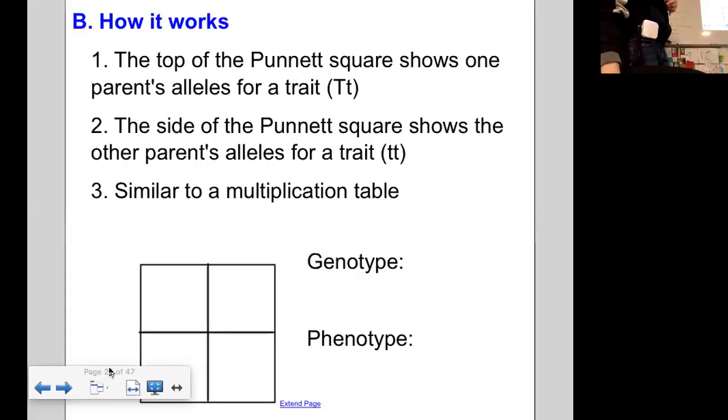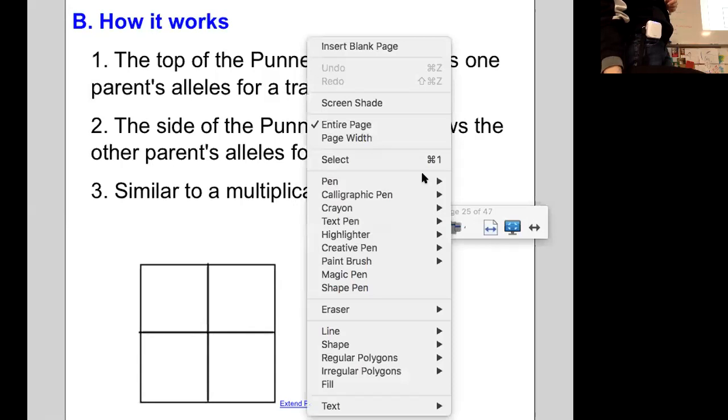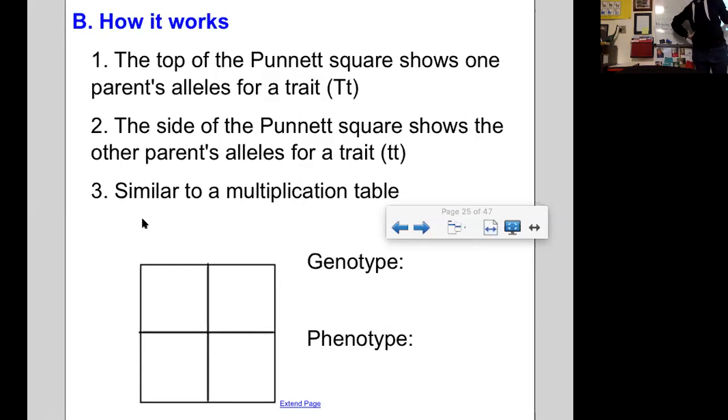So this is how it works. The top of the Punnett square shows one parent's alleles for the trait. So I have an example here, big T, little t. So we're going to say that this is one parent. So you're going to put big T here and a little t right here, above the box, right on the bottom underneath.